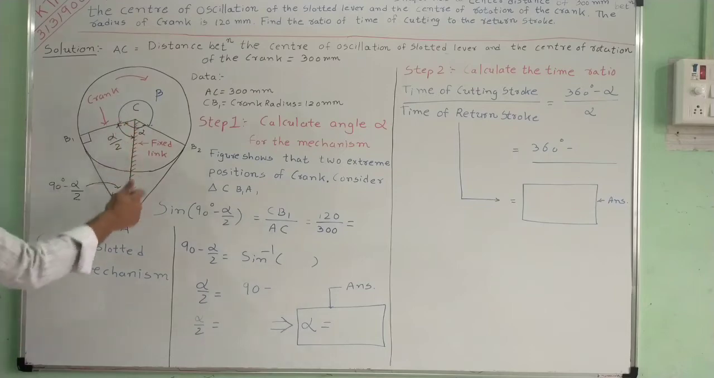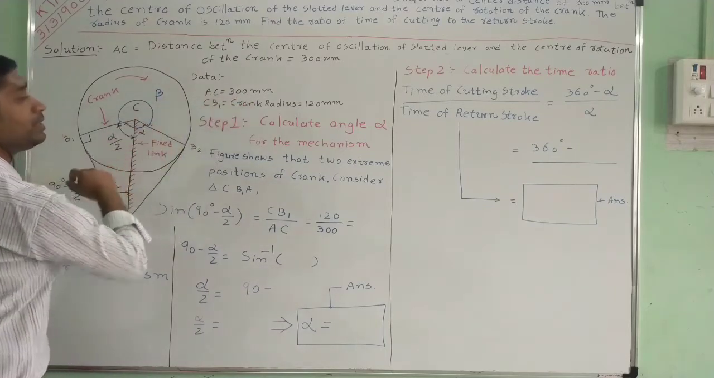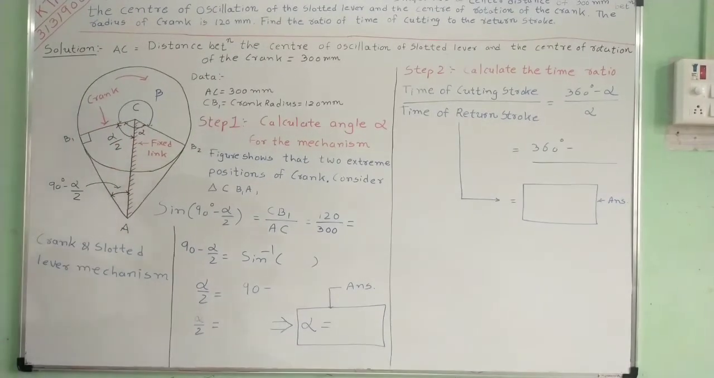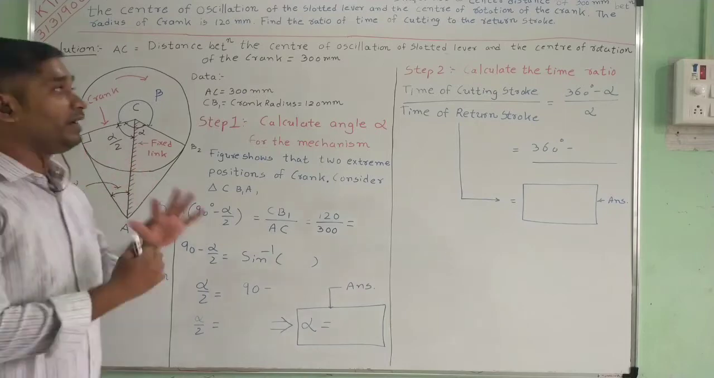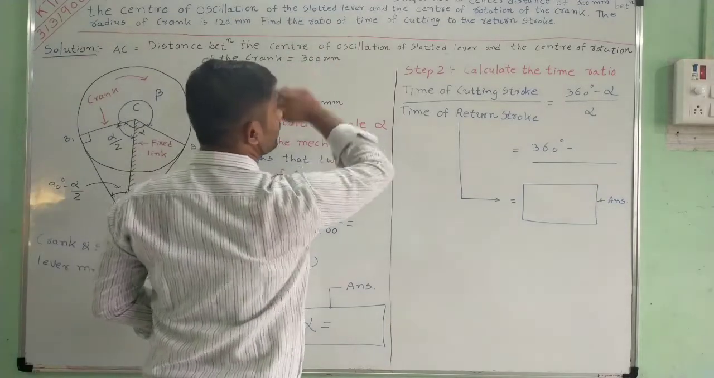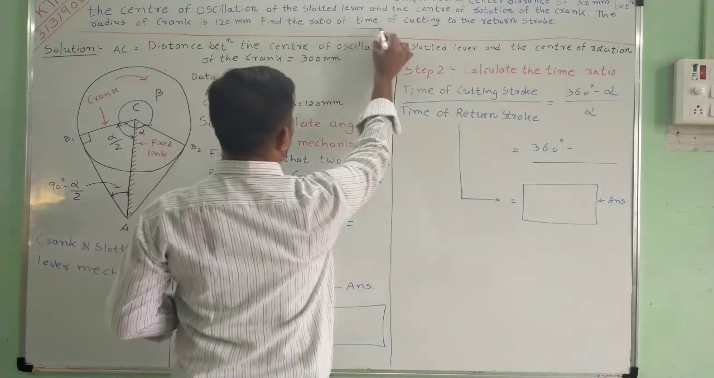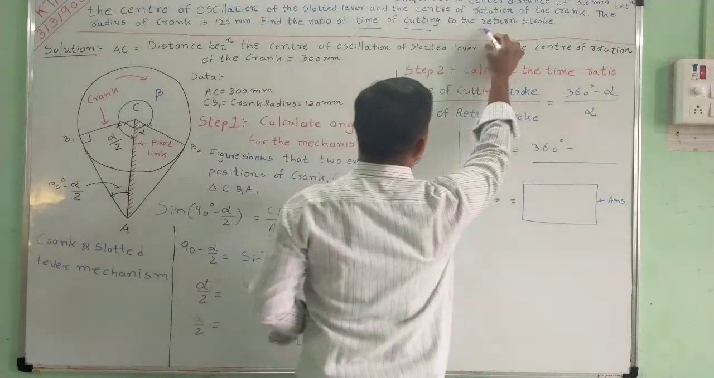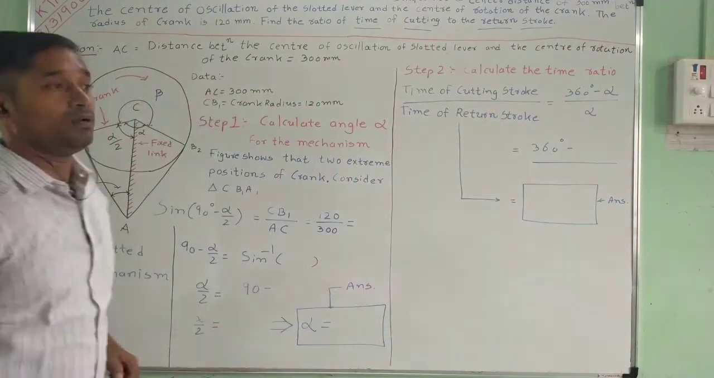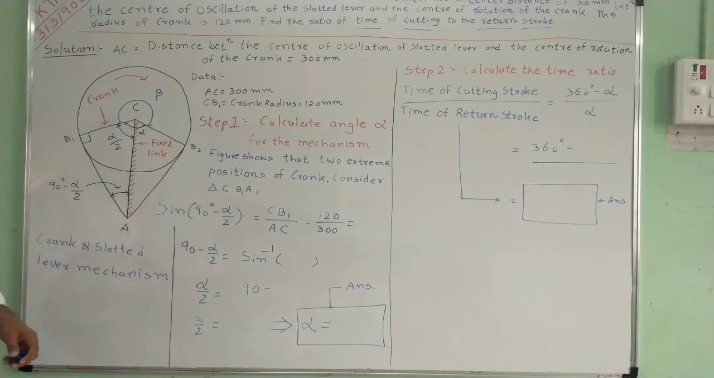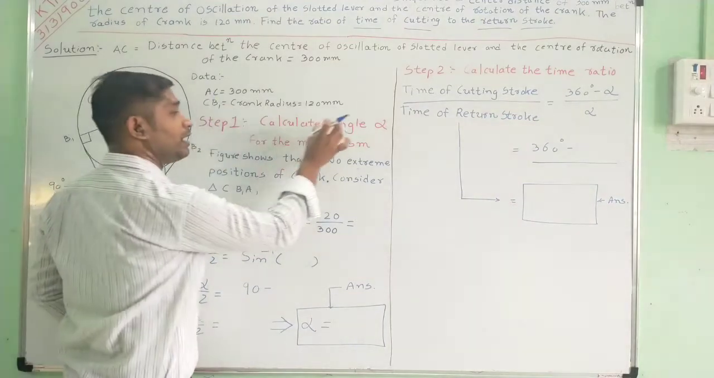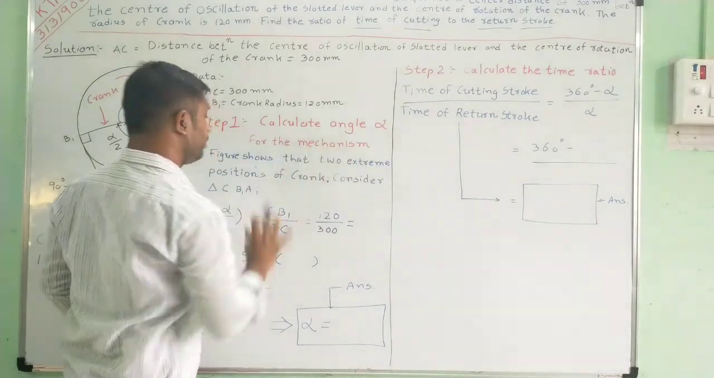First of all, AC is the fixed length, 300 mm. CB1 is the crank radius, 120 mm. AB1 is the slotted lever. What we have to find out is the ratio of time of cutting to the return stroke. That is the most important. So first of all, step 1: calculate angle alpha for the mechanism.